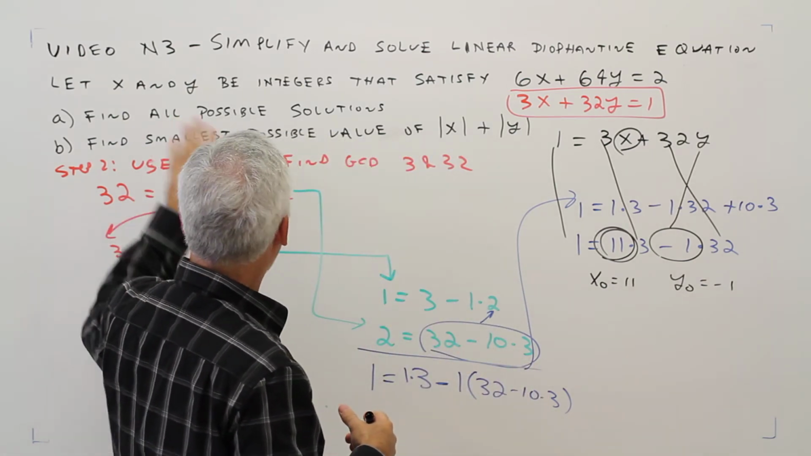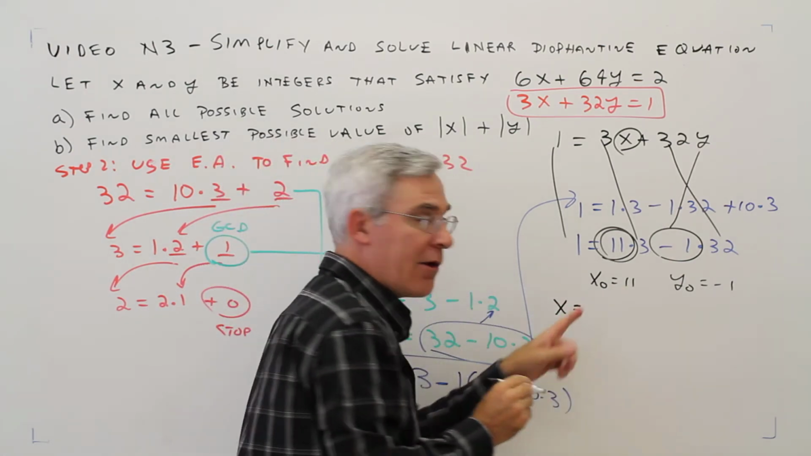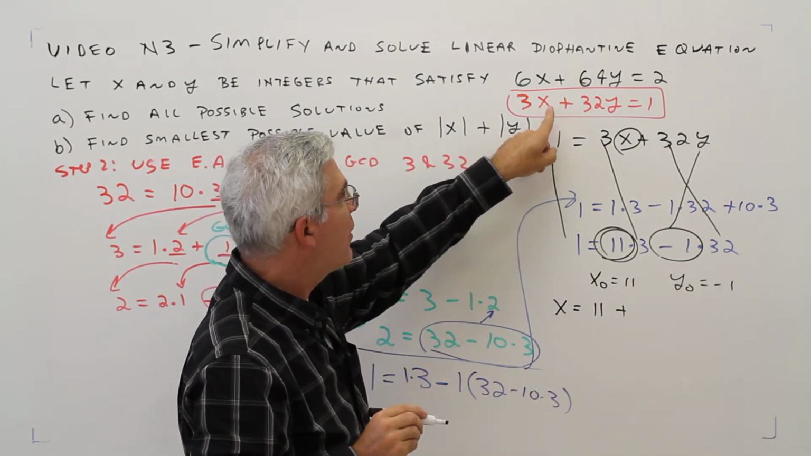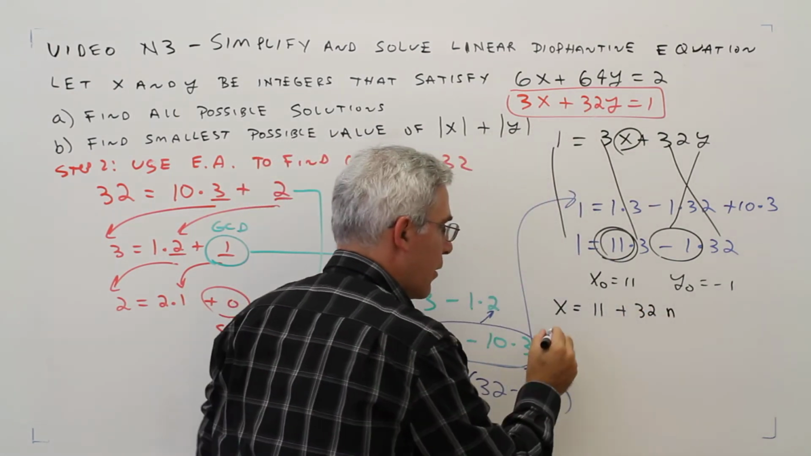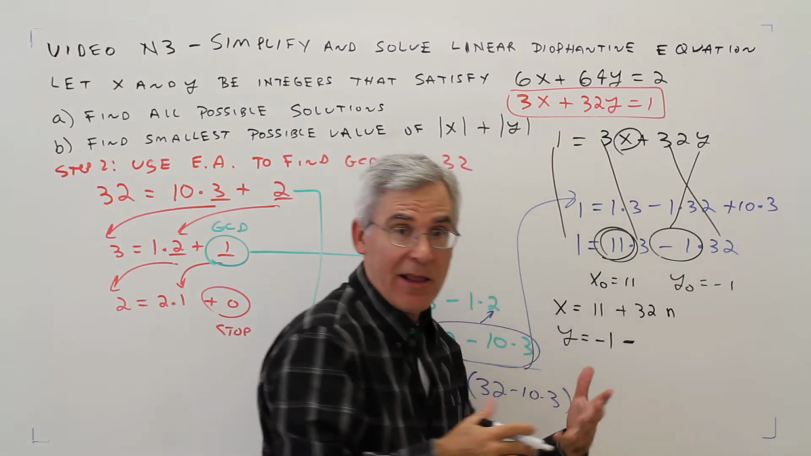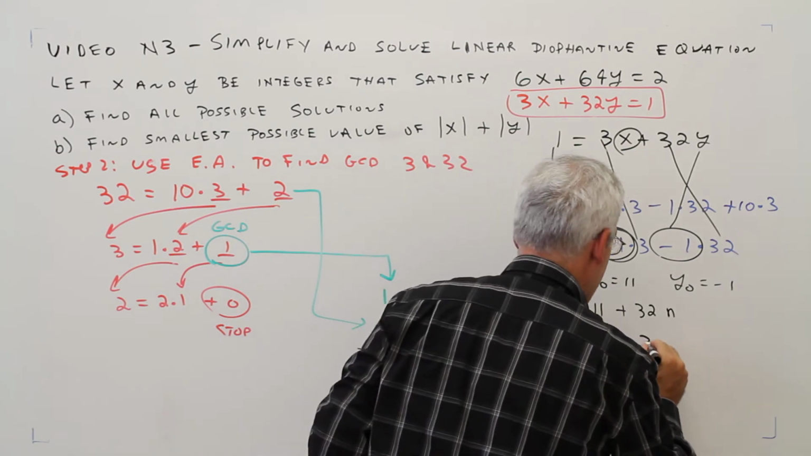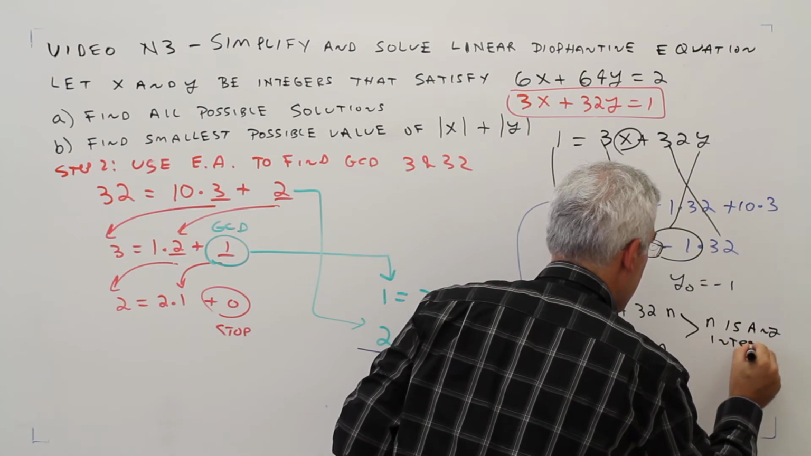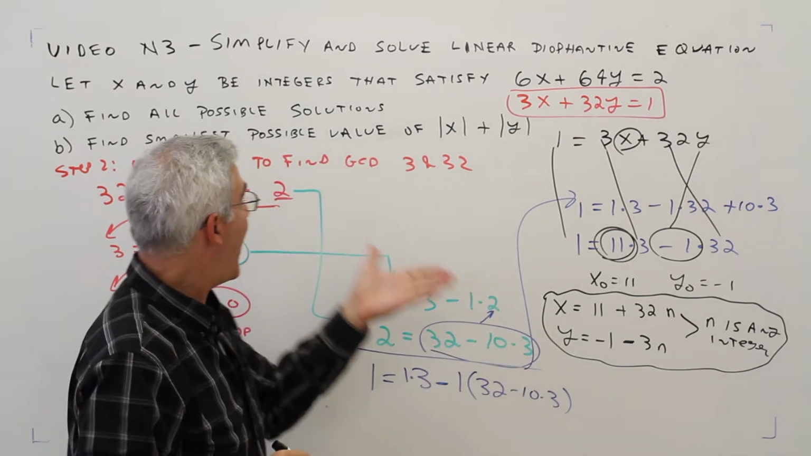All right. The problem is that it asked to find all solutions. So again, the general form, x equals x naught plus the other coefficient. So the other coefficient was 32. And y equals y naught, -1. And then again, just keep in mind these are minus the other coefficient, 3, n, where n is any integer. Okay, so that answers the first part.